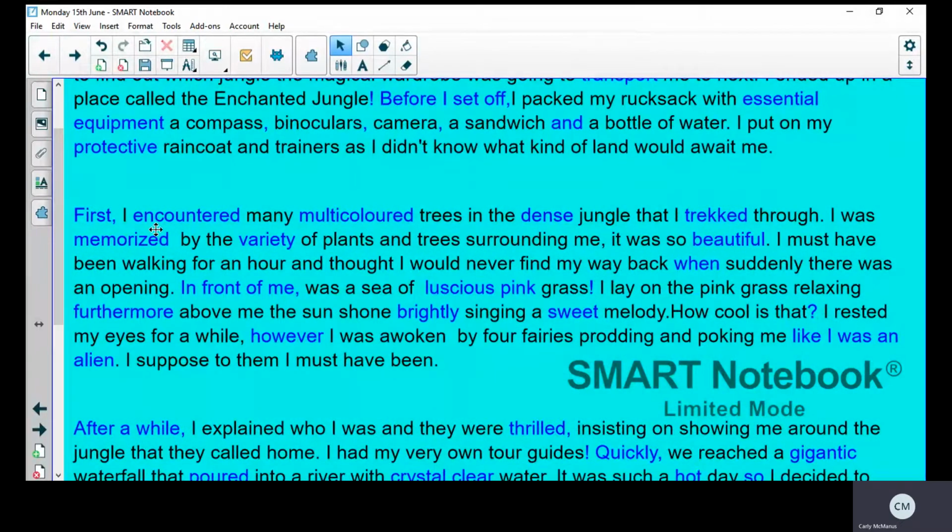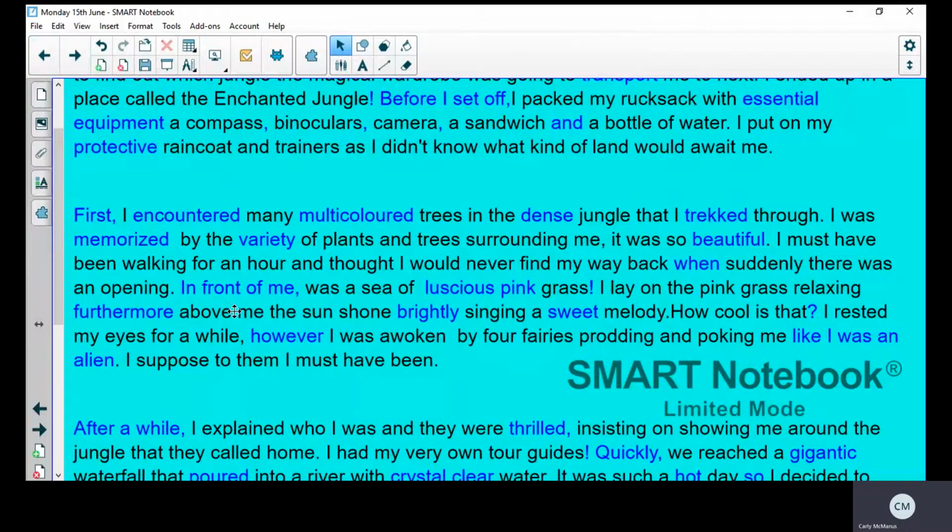I encountered many multicoloured trees in the dense jungle that I trekked through. I was mesmerised by the variety of plants and trees surrounding me. It was beautiful. I must have been walking for an hour and thought I would never find my way back, when suddenly there was an opening. In front of me was a sea of luscious pink grass. I lay on the pink grass, relaxing. Furthermore, above me the sun shone brightly, singing a sweet melody. How cool is that? I rested my eyes for a while. However, I was awoken by 4 fairies prodding and poking me like I was an alien. I suppose to them I must have been.